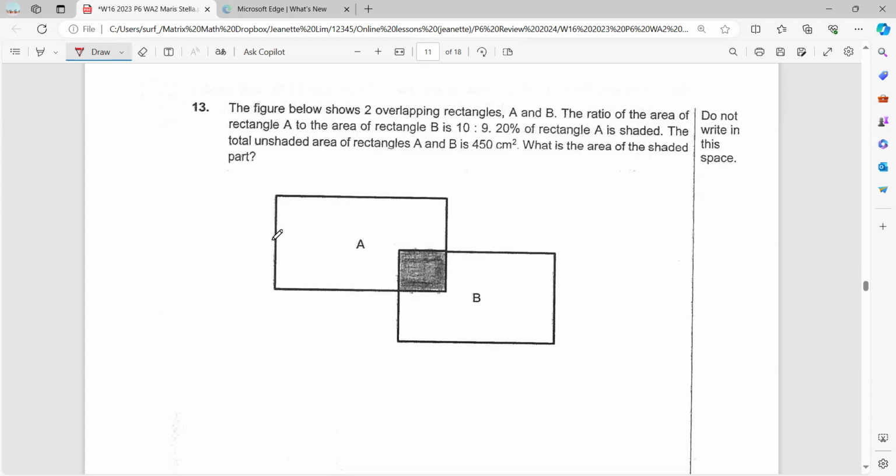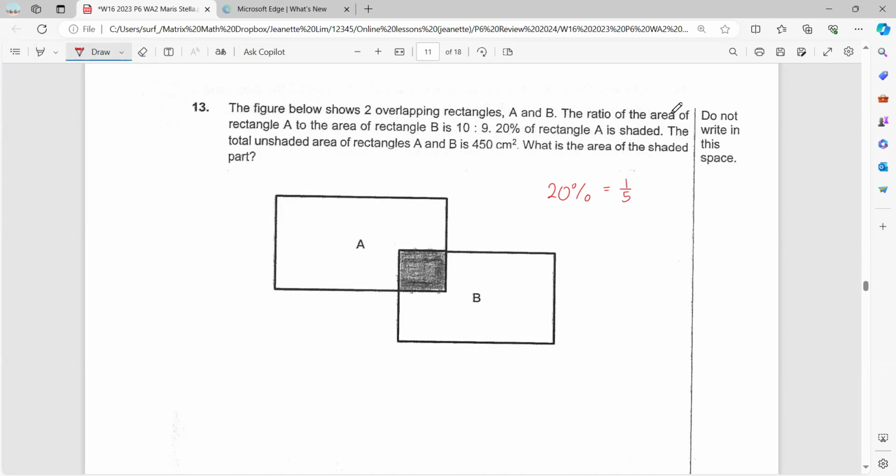Now, whenever you see diagrams like this in a question, try to label each part of the diagram. Label each part with units rather than percentages or fractions. So we're going to use ratio. We'll get the units from the ratio. First, 20% shaded. Let's change 20% to a fraction, which is 1/5.